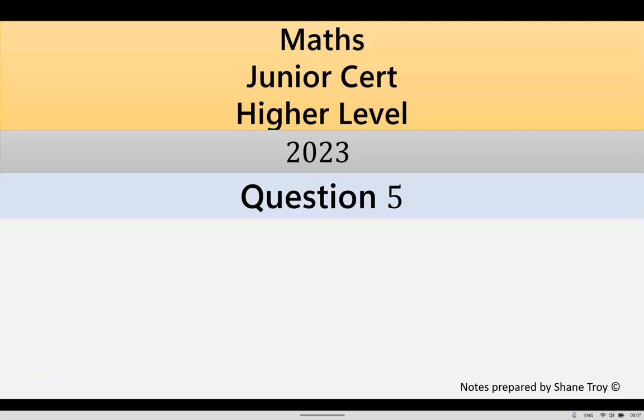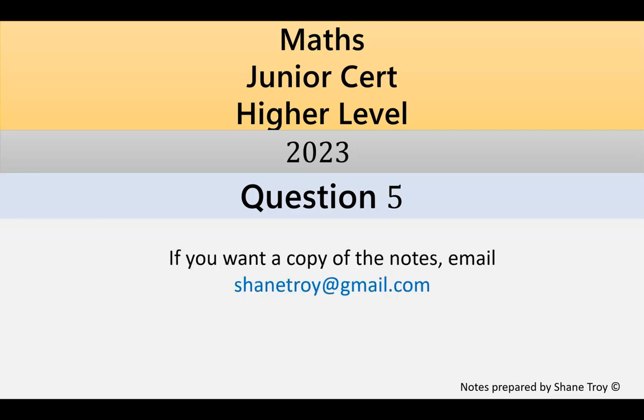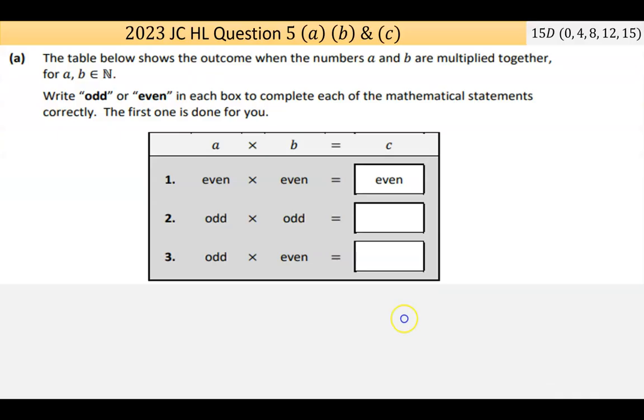Hi, and welcome to question 5 of the 2023 Maths Junior Cert Higher Level. We're looking here at a 15-mark question. It's basically around probability, and all three parts are marked together, which in this year's exam paper was similar to question 1. So I'll read part A.